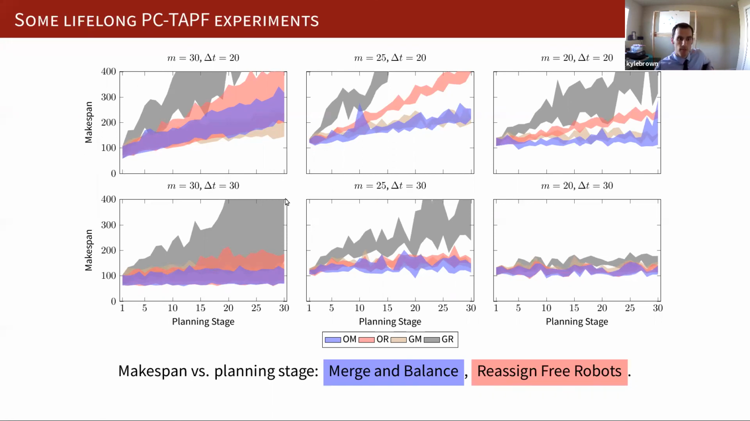And over here on the top left, we're looking at a plot where lots of big projects are arriving quickly. And so the factory tends to fall behind slowly. But we see that the merge and balance approach, which is allowed to cancel tasks, falls behind more slowly than the reassign free robots approach, which does not cancel tasks. And this holds generally true for the problems that are shown here, except for the lower right, where there's no appreciable difference. This corresponds to a case where the projects are not arriving very quickly in the factory over time, and they're not very big either.